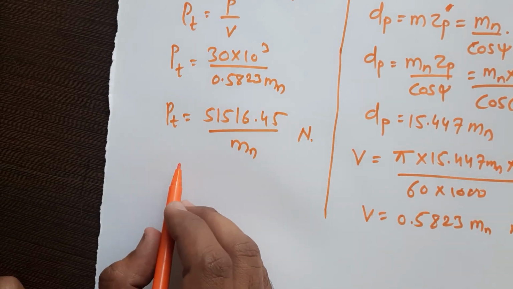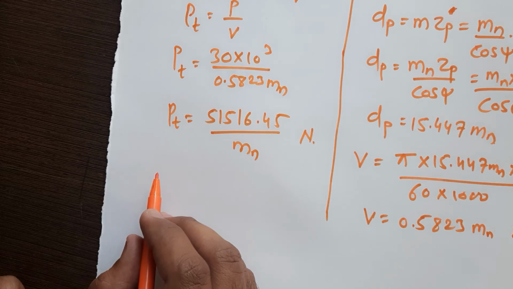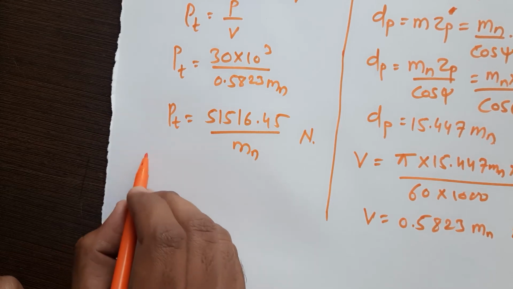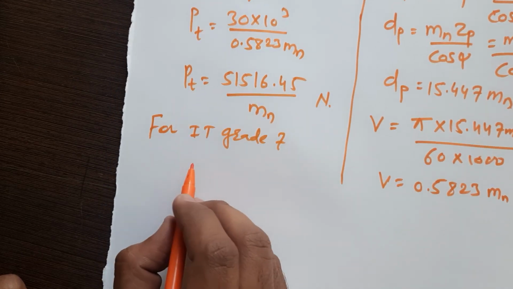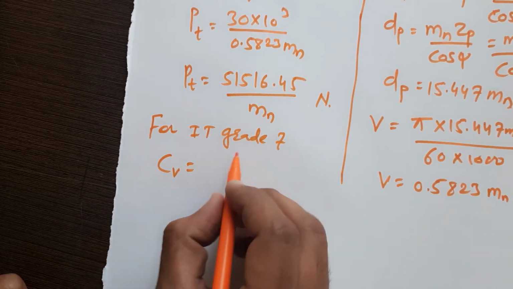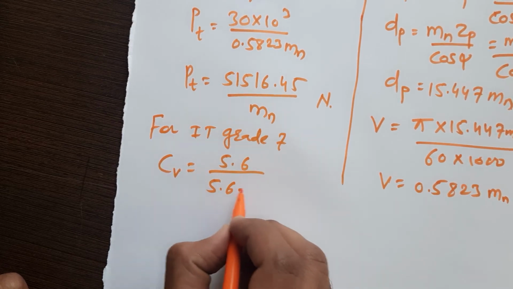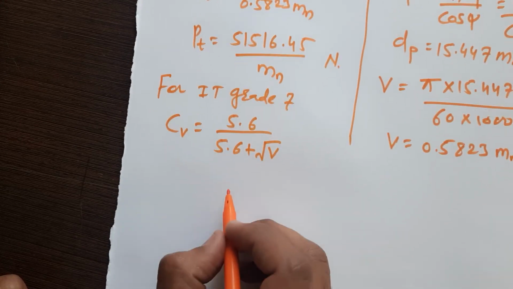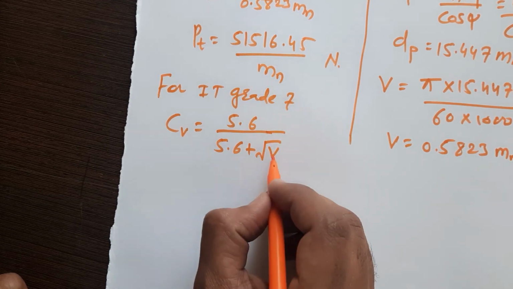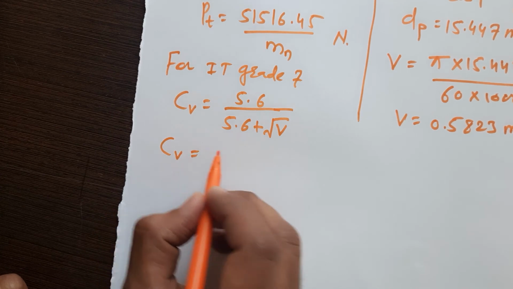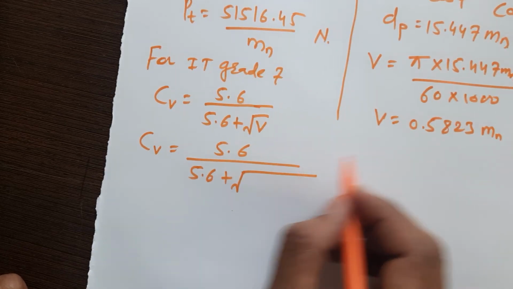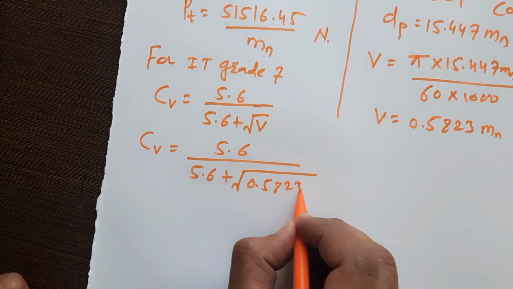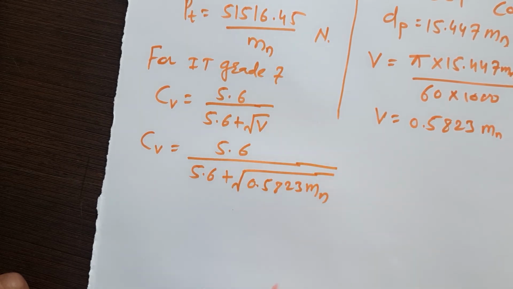As IT grade is given, IT grade 7, and in the previous lecture I have shown you the different formulas for velocity factor according to IT grade. So for IT grade 7, the velocity factor CV is 5.6 divided by 5.6 plus under root v. From this you just have to substitute the value of v and leave it, because right now we will not solve it. So 5.6 divided by 5.6 plus under root, now v is 0.5823 normal module. So this is CV.